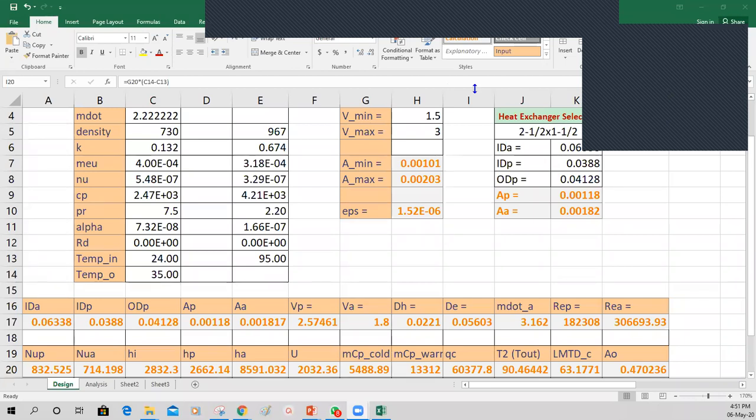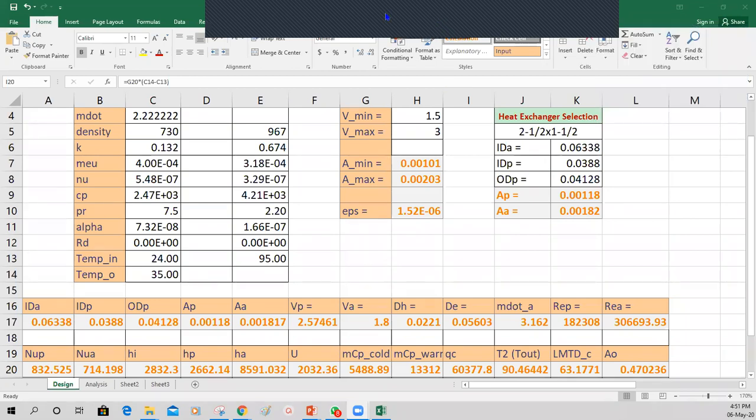Which equation do you use, Doctor? I'm reading the equation. You check it. Like m dot Cp delta T for kerosene is equal to m dot Cp delta T for water.